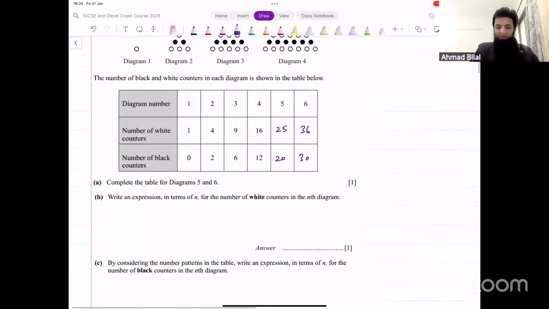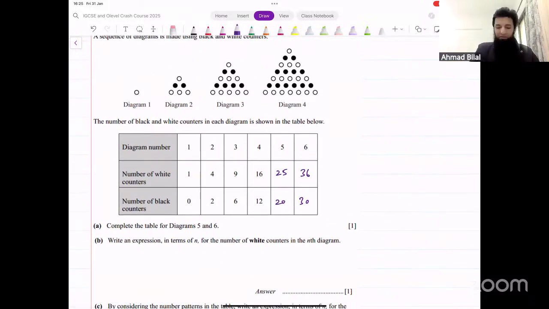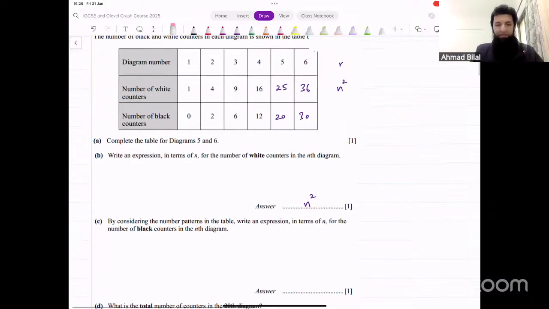Okay. Now it says, write an expression in terms of n for the number of white counters in the nth diagram. All right. So at some point, we would have the nth diagram. What's the number of white counters in the nth diagram? Now, we have looked at the pattern. This number is basically the square of the number above, right? So this is 2 squared, this is 3 squared, 4 squared, 5 squared, 6 squared. So when you have n, this is going to be n squared, right? So the number of white counters in the nth diagram, we can say that's going to be n squared. And that's what we write there. It's n squared. Okay, let's move on.